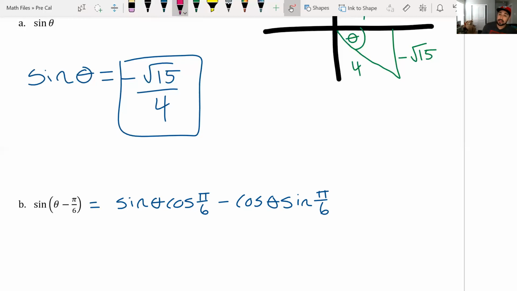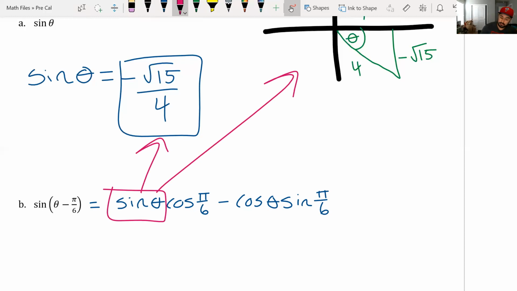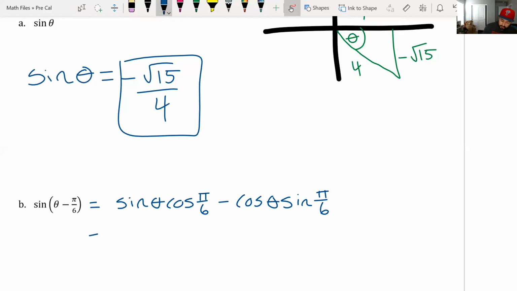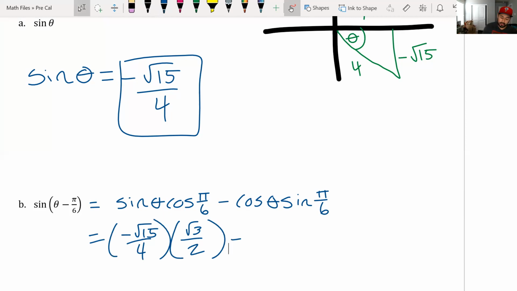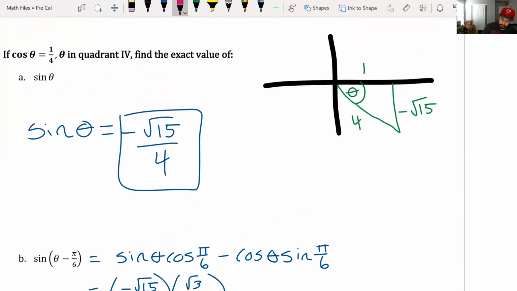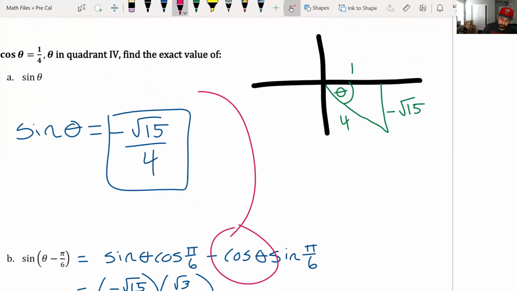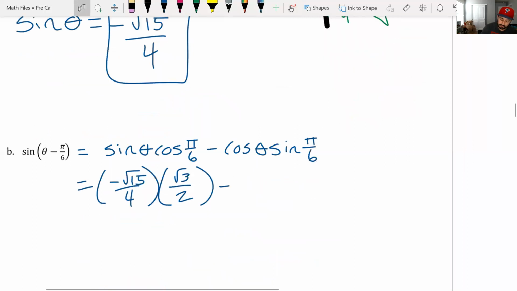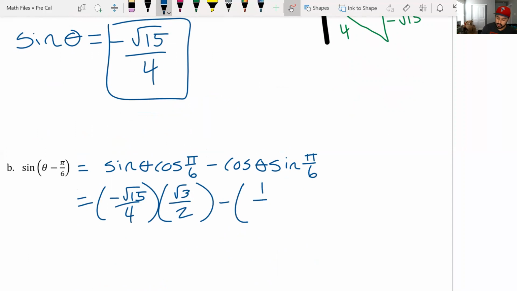Okay, and now when I say sine of theta, I am referencing the unit circle that I drew. So that sine of theta, which we found above, is negative square root 15 over 4. Cosine at pi over 6 is square root 3 over 2. Cosine of theta, which is given by our triangle, or also given by the original information, cosine theta is 1/4. Cosine theta here is still 1/4. So that becomes 1/4 times the sine of pi over 6, which is 1/2.